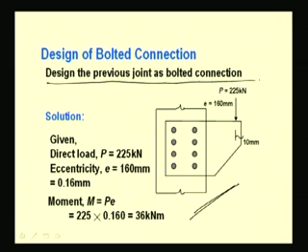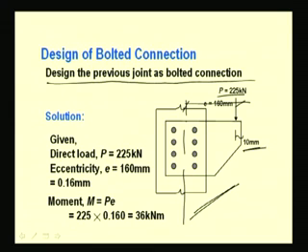Previous joint means the same values we will take, that is force 225 kilonewton with eccentricity 160 mm, and 10 mm bracket has been used. We have to design the joint using bolts. Okay. So, let us see the same connection which has been designed using rivets, and how we will make it through bolted connection.